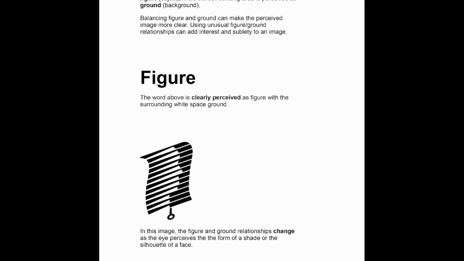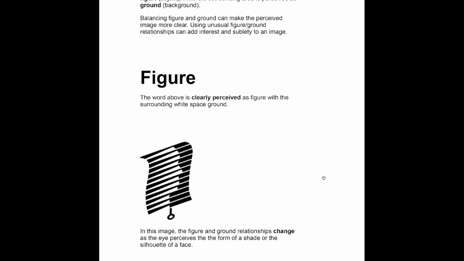The word above, for example, the word figure, is clearly perceived as figure, with the surrounding white space as the ground. Oftentimes it's been noted that with some of the more strongly designed typefaces, such as Helvetica, the Swiss designers pay attention to the background space, which ultimately forms the letterforms. So there's a really strong dynamic black and white, or figure-ground, relationship that occurs.